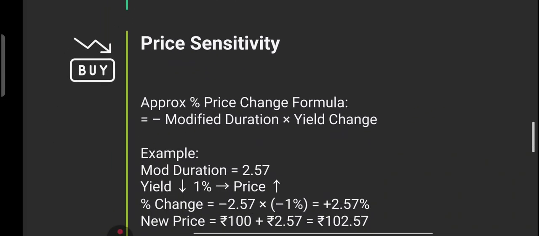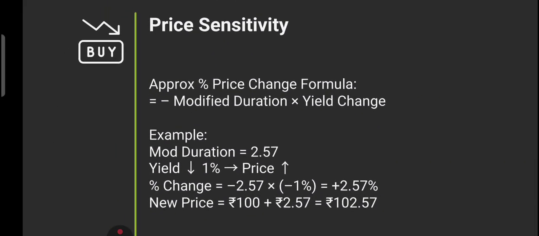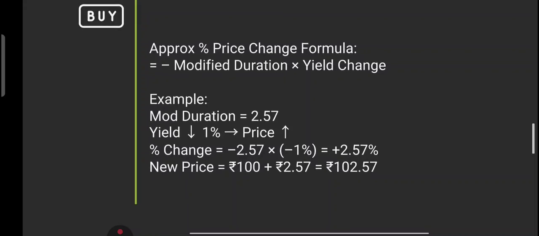Then we have the price sensitivity. If you want to estimate the price change without detailed calculation, here is a shortcut. Approximate percentage change in price is equal to negative of modified duration multiplied by yield change. So suppose yield drops by 1%. The price will increase, that's why the negative sign is put there. So what is the percentage change in price? Multiply minus 2.57 with minus 1%, because yield changes by 1%. This will give you the price change, which is 2.57%, and the new price is 102.57.